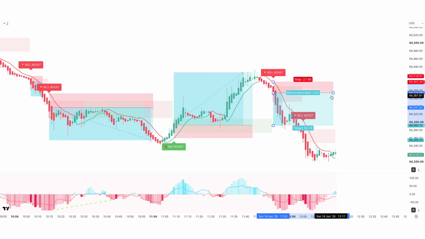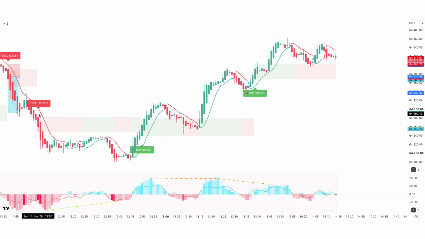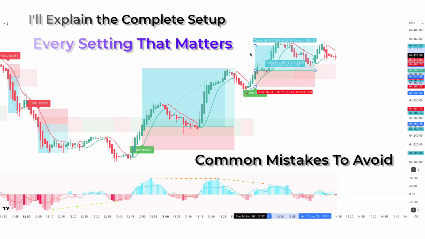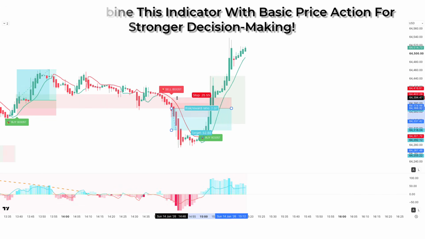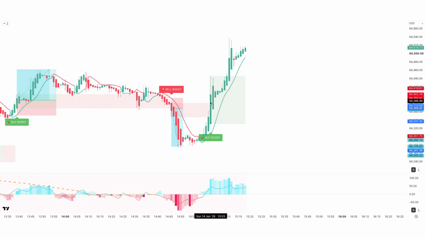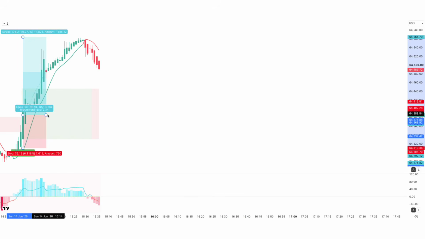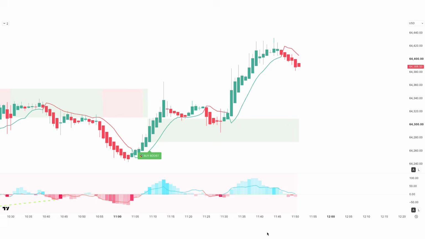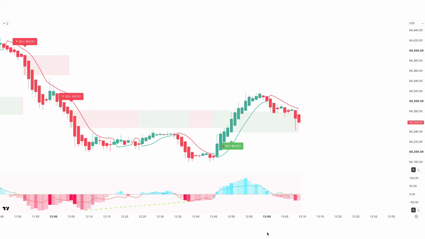But here's the important part. No indicator is perfect. The real edge comes from understanding when to trust a signal and when to stay out of the market. In this video, I'll explain the complete setup, every setting that matters, common mistakes to avoid, and how to combine this indicator with basic price action for stronger decision-making. I'll also share practical chart examples so you can see exactly how the logic works in real market conditions. Watch until the end, because one small setting that most traders ignore can make a noticeable difference in how you use this indicator. Let's get started.